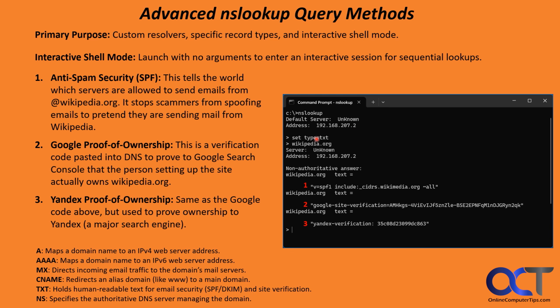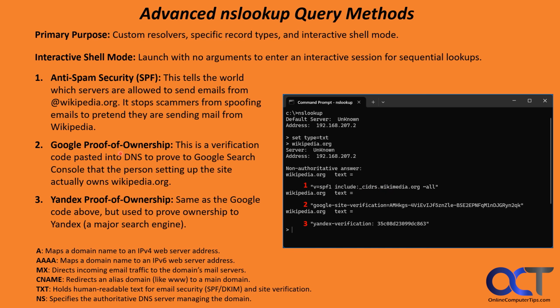So we set the type to text, and we set the domain to wikipedia.org. So once again, server unknown with our IP address. For the first one here, this is the SPF. This tells the world which servers are allowed to send emails from wikipedia.org, and it stops scammers from spoofing emails pretending to be Wikipedia. So you can see that right there.